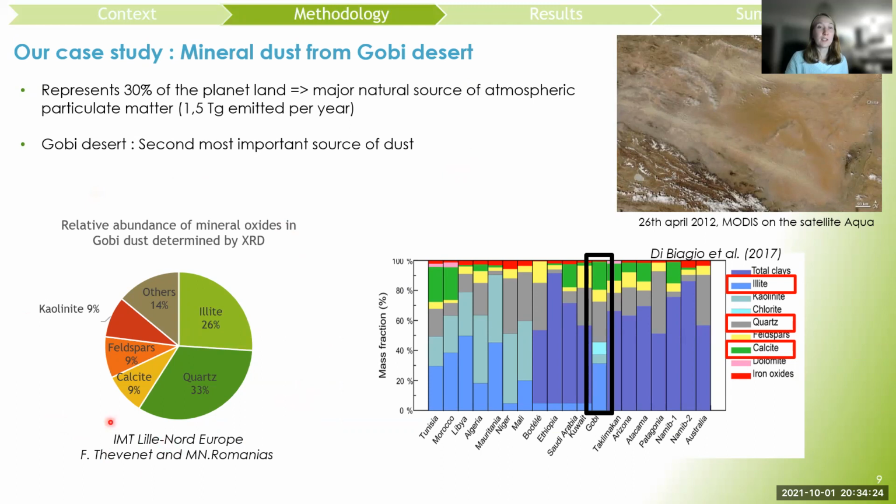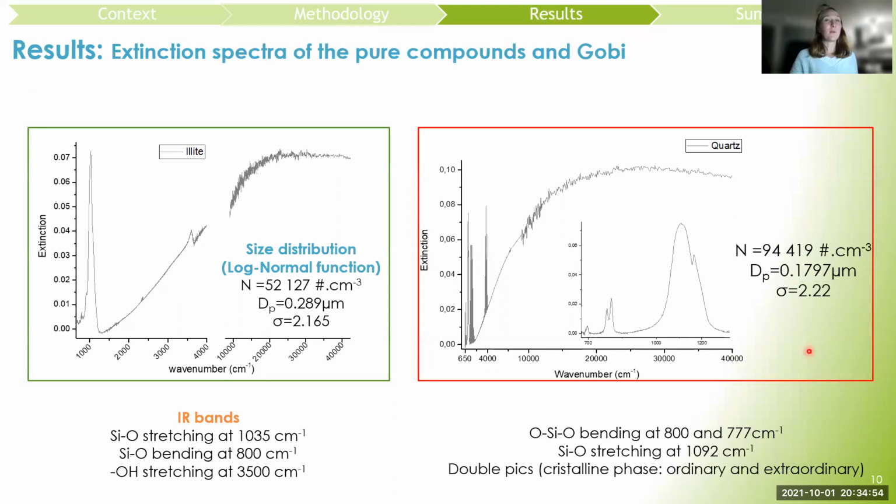Our sample is coming from the EMT, and as you can see in the chemical composition, we have halite, quartz, and calcite, which are the main pure compounds inside Gobi. And we found this also in other work in the literature. Next, we will apply the methodology I presented previously on Gobi and its three main compounds, halite, quartz, and calcite. So let's see some results.